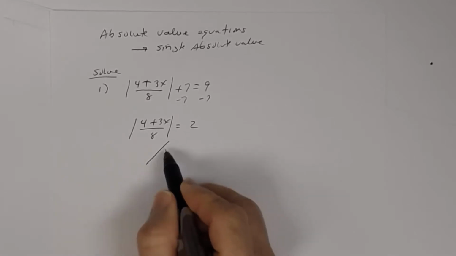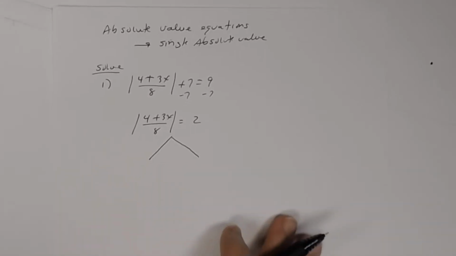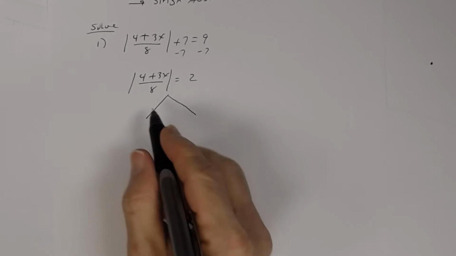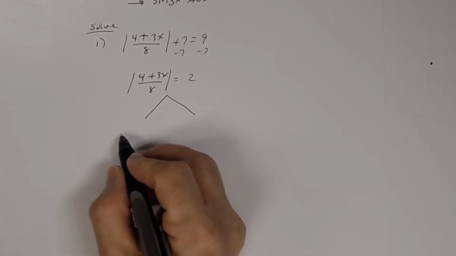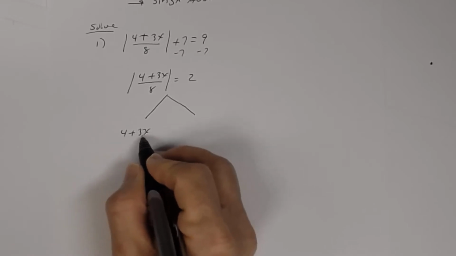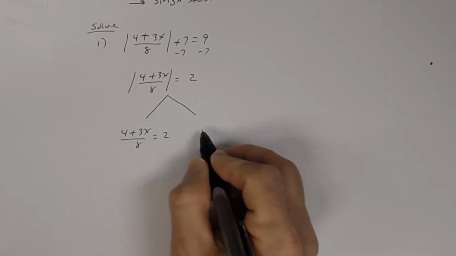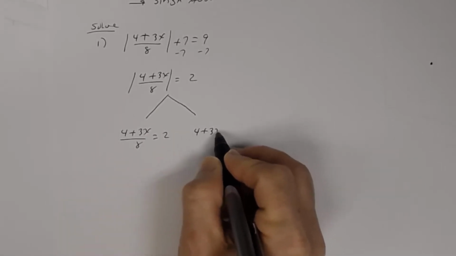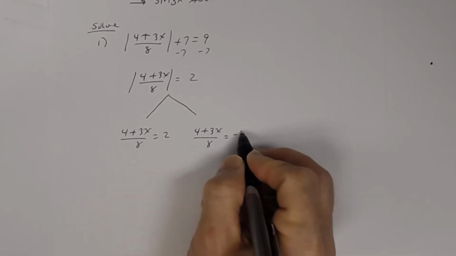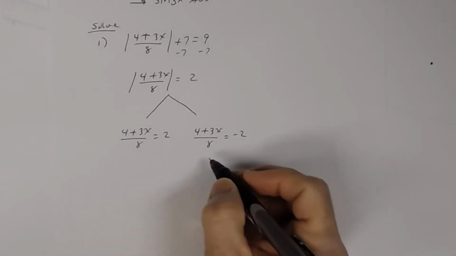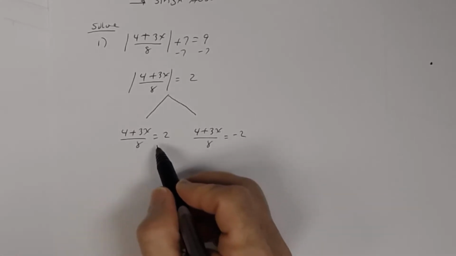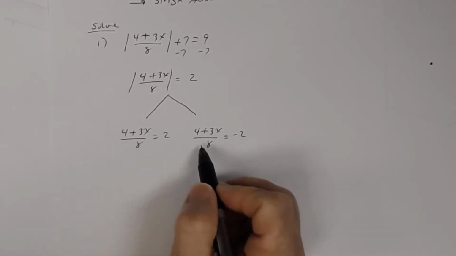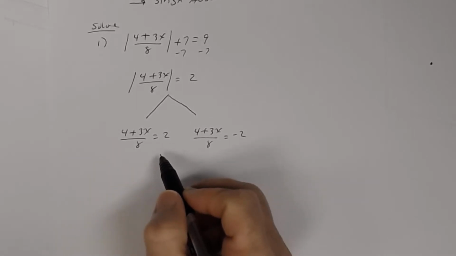Then you're going to split it apart into two equations. And so you're going to say, with that now, two equations without absolute value bars. So you're going to say (4 plus 3x) divided by 8 is equal to 2, and then (4 plus 3x) divided by 8 is equal to negative 2. And then you're going to solve each of those linear equations. So notice here that in both of them, the LCD is 8. So the least common denominator is 8.